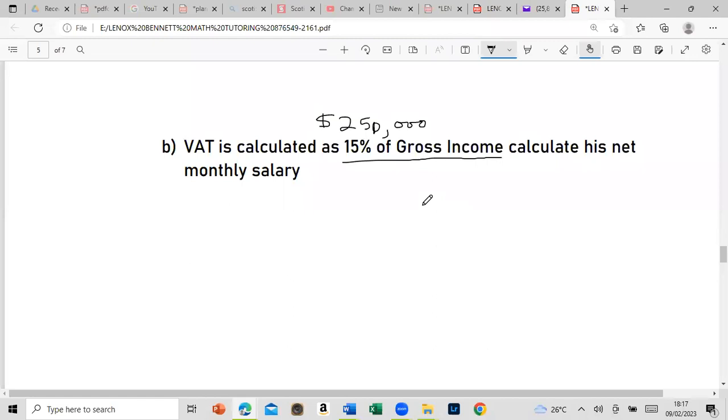Well, what I did was to take 15% of his gross annual salary and calculate 75, and then took... So we're going to find 15% of this.